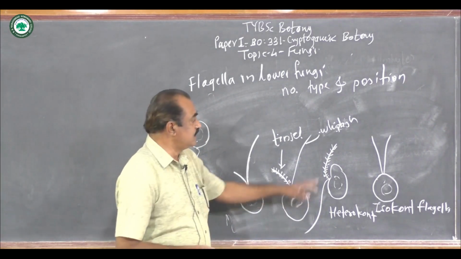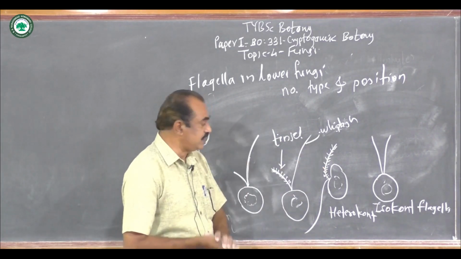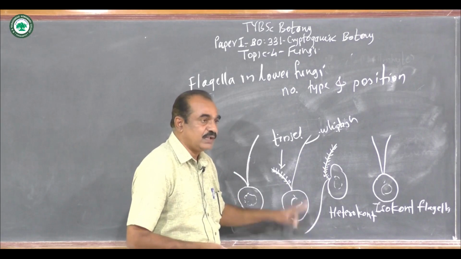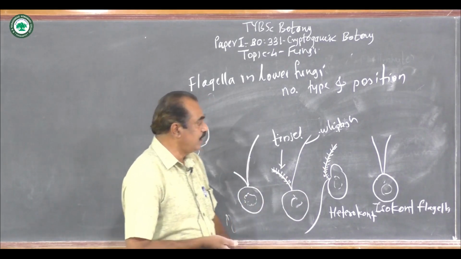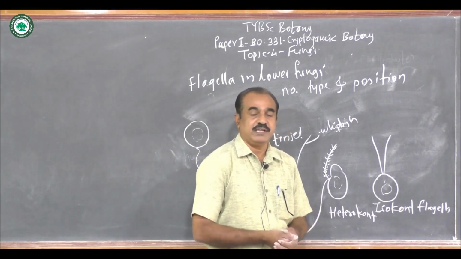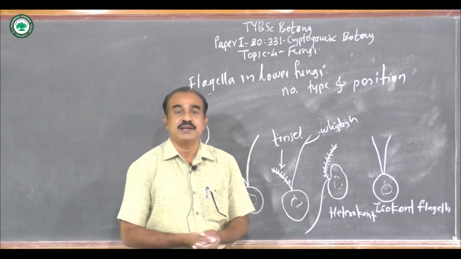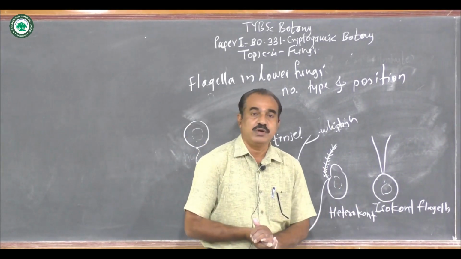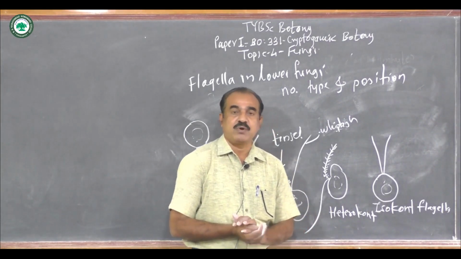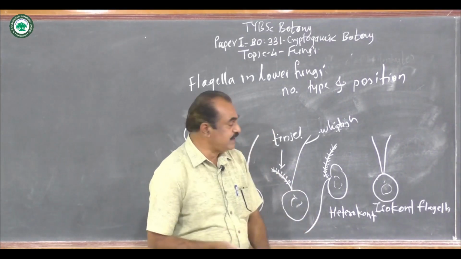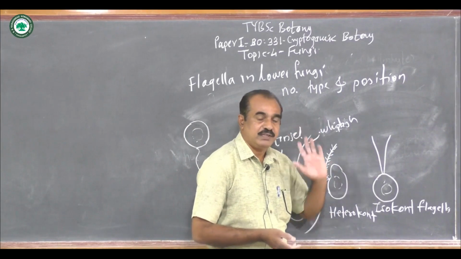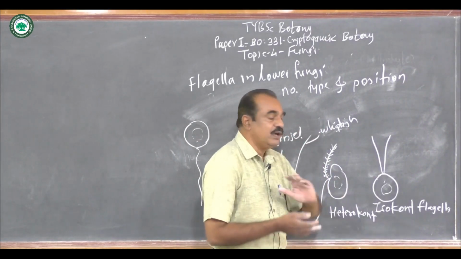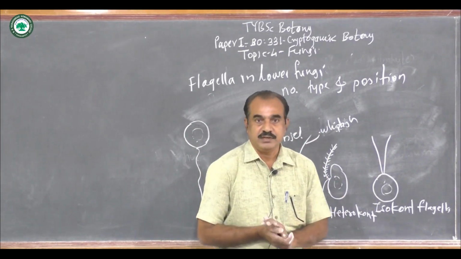Now here the flagella are laterally inserted, and again there are 2 different types of flagella. This one is the tinsel type and this long flagellum is the whiplash type. Now here both flagella are anteriorly inserted and they are the same in length. Such types of flagella are called isocont flagella. Iso means the same, cont means thread-like structure. That means the length of both flagella is the same, so they are called the isocont type of flagella. Okay, thank you.